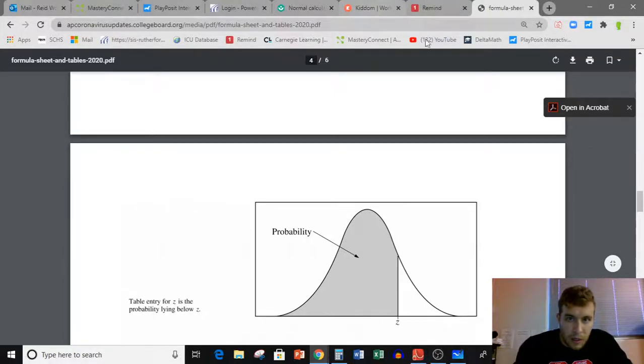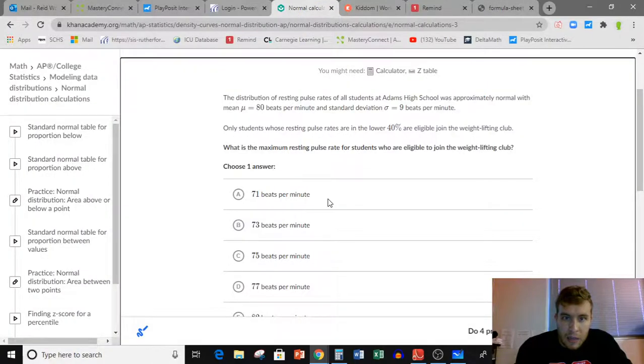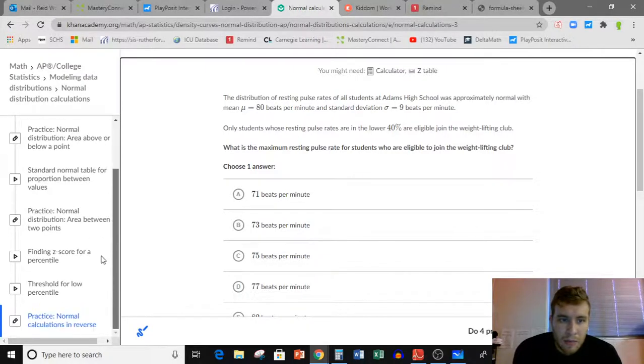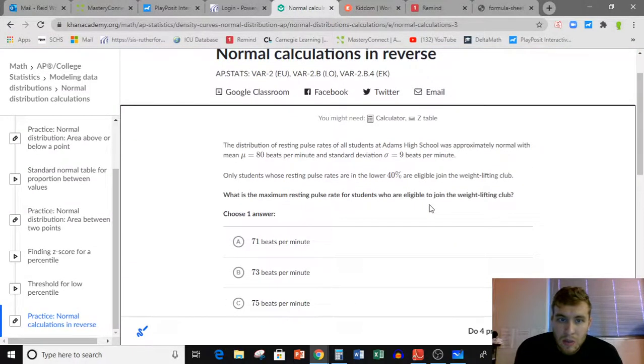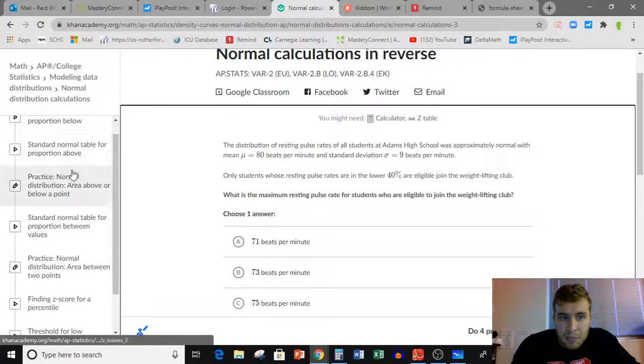So what we're going to be doing, I've got Khan Academy practice problems that we're going to be looking at. Now, this whole website here, I'm on the last one, the normal calculations in reverse. We're talking about inverse normal distributions is what we're doing. We're going to be solving some questions. I'll pause the video and put this link in the video so that if you want to come in here and check out some of these practice problems, you can.